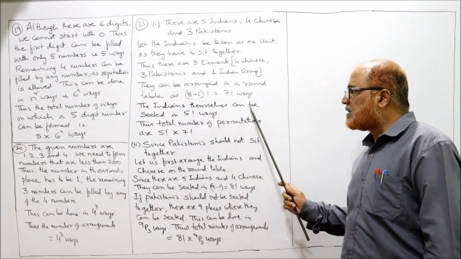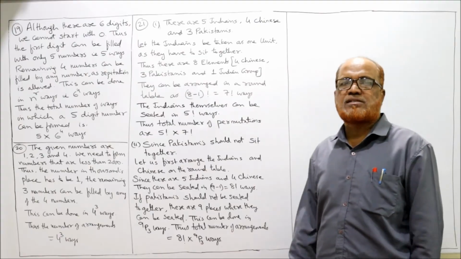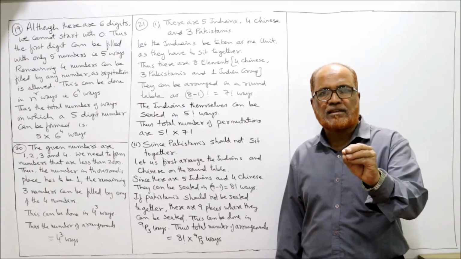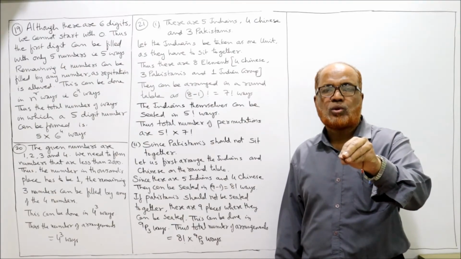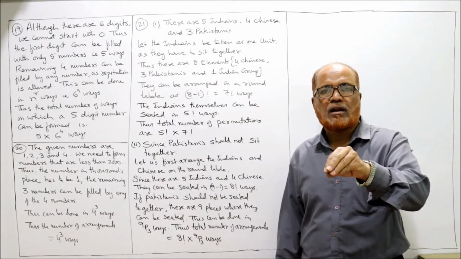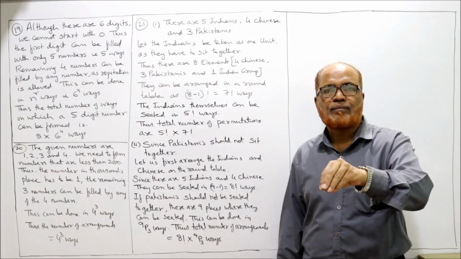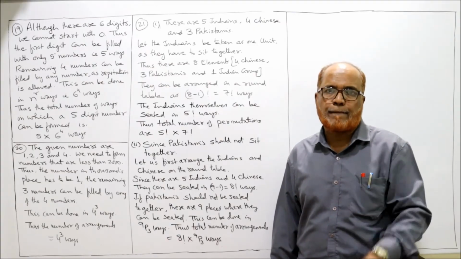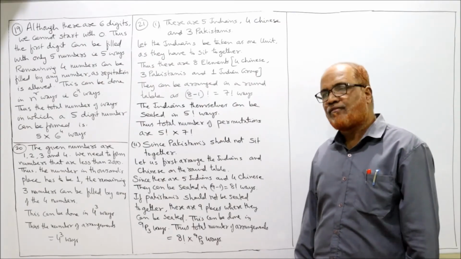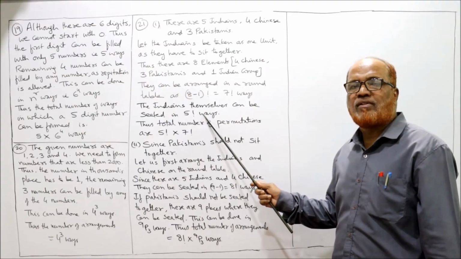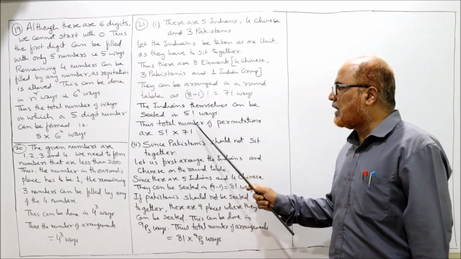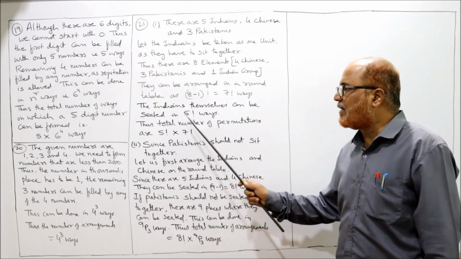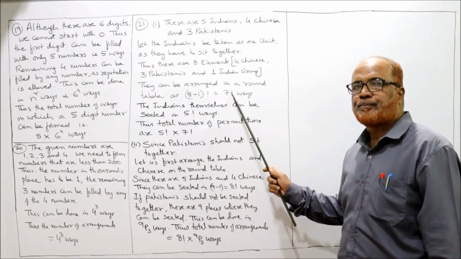The Indians themselves can be seated in 5 factorial ways because 5 Indians are there. So how many ways can we arrange 5 Indians? nPr, so 5P5. 5P5 is 5 factorial. So in 5 factorial ways we can arrange the 5 Indians themselves. The total number of permutations is 5 factorial into 7 factorial.